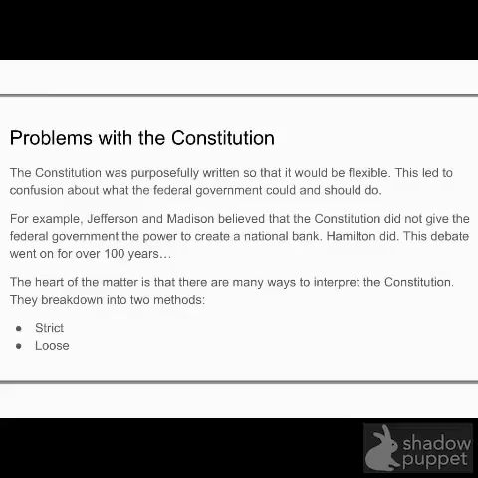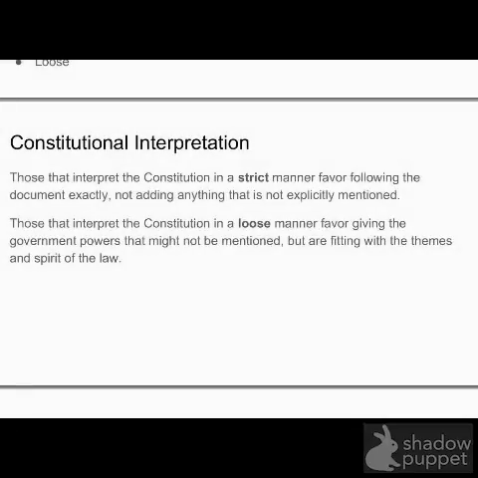The heart of the matter is that there are many ways to interpret the Constitution. They break down into two different methods, a strict interpretation and a loose interpretation. Those that interpret the Constitution in a strict manner favor following the document exactly, not adding anything that is not explicitly mentioned. If the Constitution doesn't say it, you can't do it. That would be the cabinet. That would be the Federal Reserve. That is how a strict manner of interpretation would look at the Constitution.